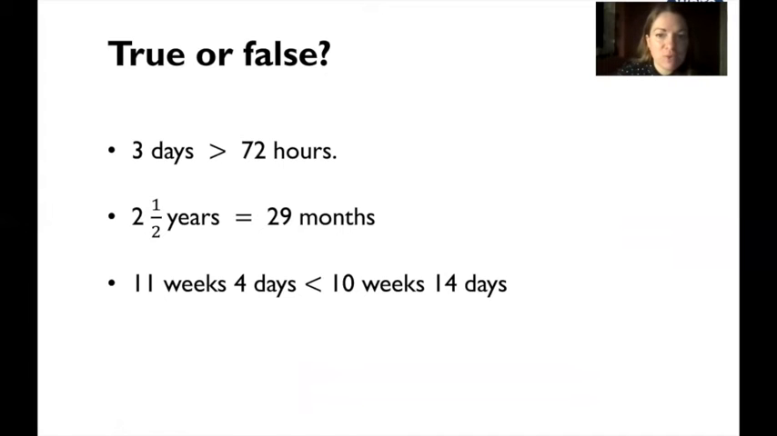2.5 years is equal to 29 months. How many months are in a year? How many hours are in a day for these questions? 11 weeks, 4 days, compares to 10 weeks, 14 days. How many days are in a week? If you know all of those conversions, or if you know all of those measures, convert them all so that they are the same. So you've got days and hours there, convert them one way or another. You've got years and months, convert them one way or another. So you are comparing the same unit of measure. We've discussed this many times this week.